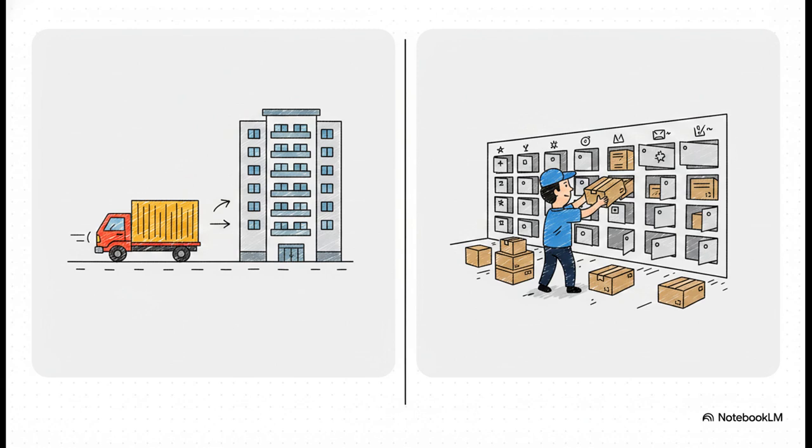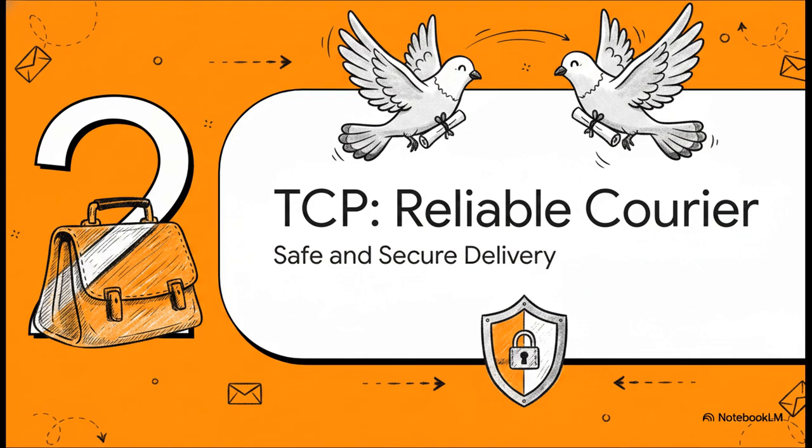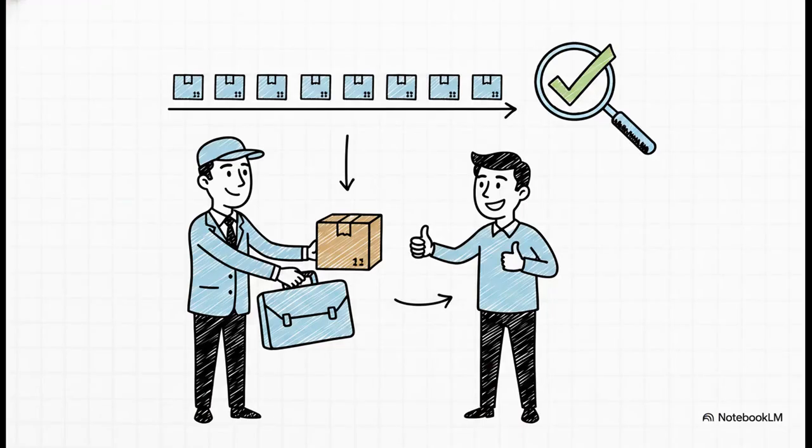So let's meet the most famous protocol working inside this mailroom. Section 2, TCP, the reliable courier. All right, so TCP stands for Transmission Control Protocol. And what's really interesting here is just how fiercely protective TCP is of your data. It's what we call highly reliable and connection-oriented. Well, what does that actually mean for us?